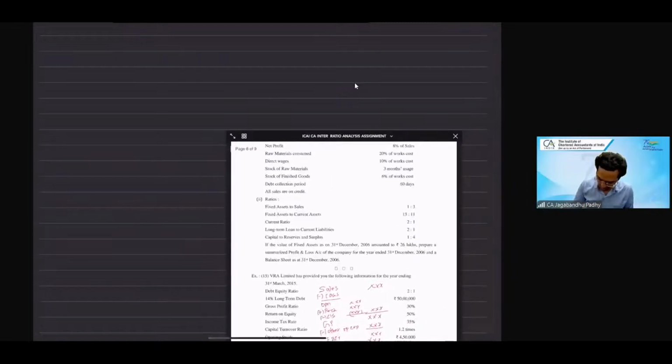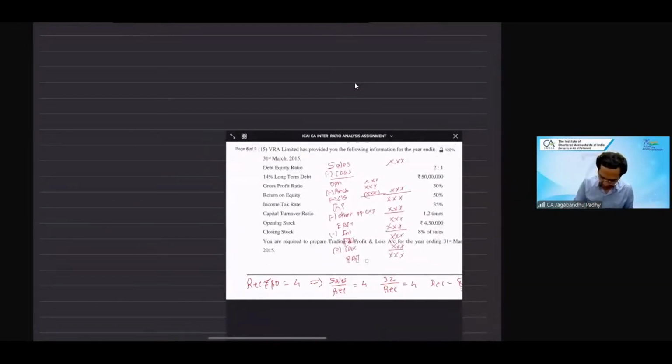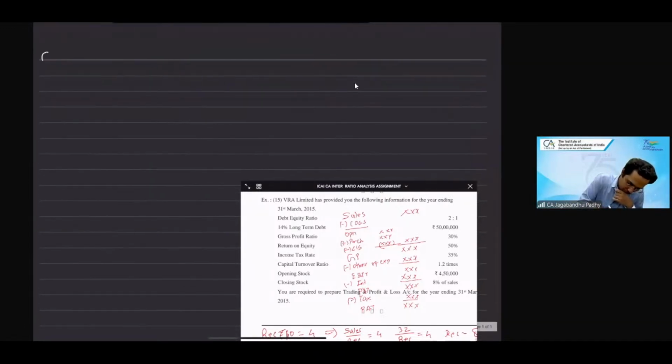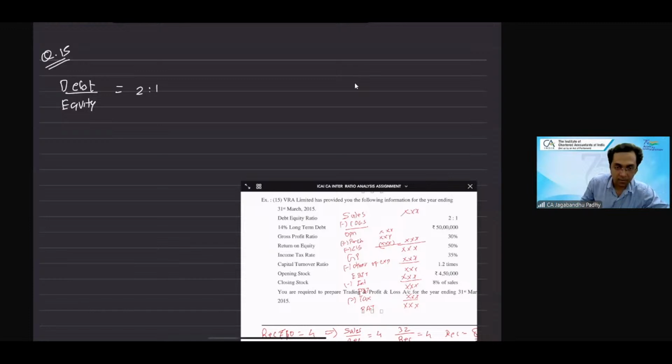Yeah, question number 15, guys. Let us get started. VRA Limited has provided you the following information for the year ended. So we have the debt equity ratio and 14% long term debt. Of course, we can use that ratio of debt equity. So debt upon equity is 2:1. Now we know the amount of debt. Amount of debt is 50 lakhs.